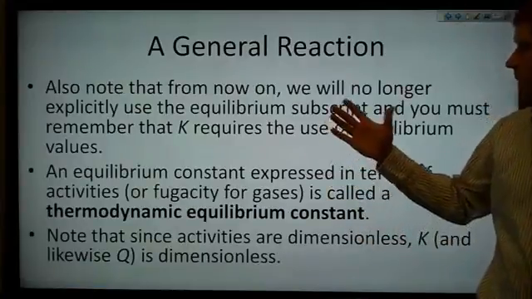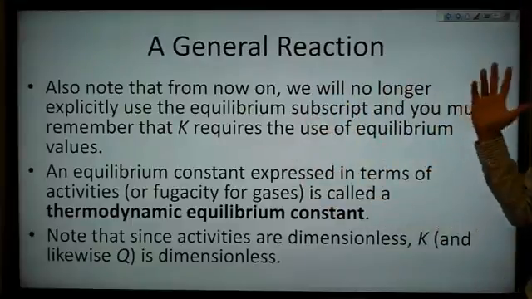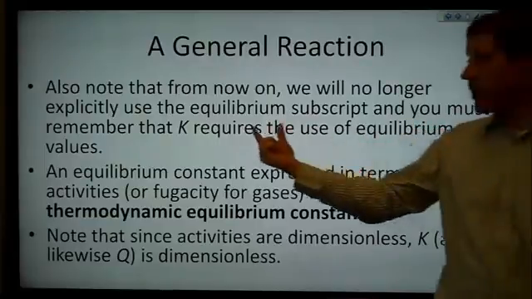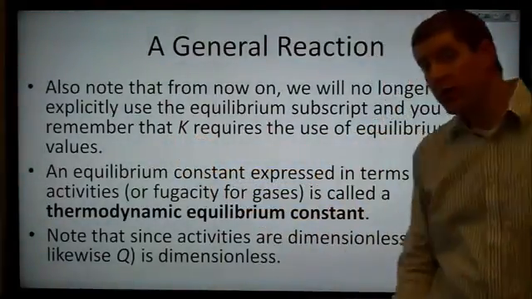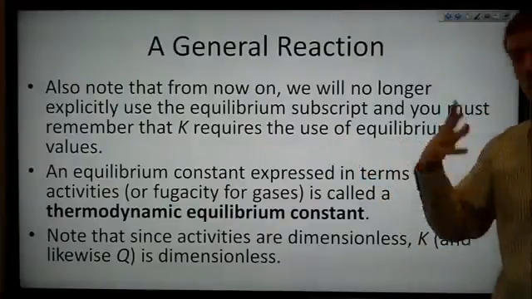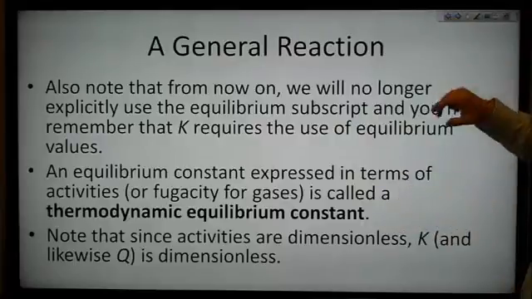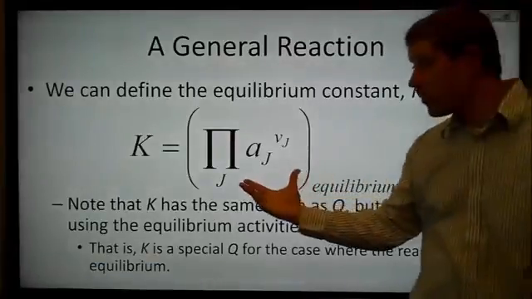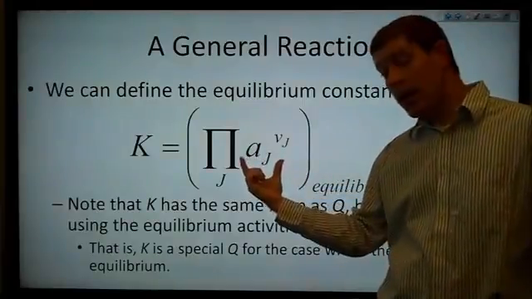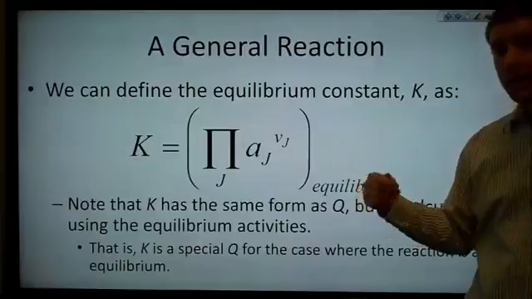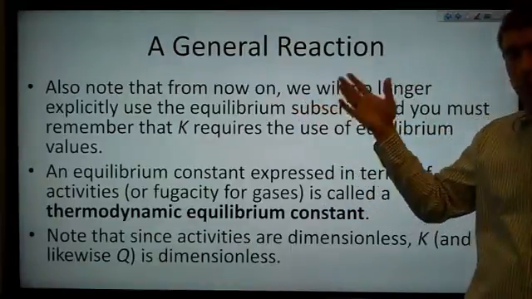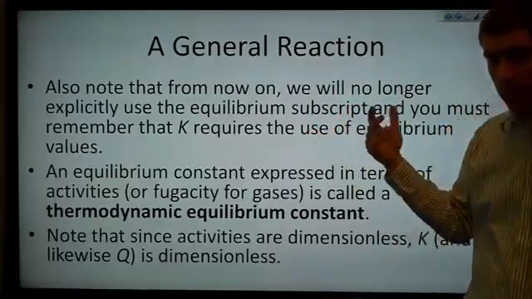Note that from now on, we're no longer going to explicitly use our equilibrium subscript when we're talking about K, and the burden is on you to remember that we have to use equilibrium values for whatever is in there. So for this term, we're going to drop the parentheses equilibrium, and you need to remember that the activity here is the activity at equilibrium. The stoichiometric coefficient doesn't change at equilibrium.